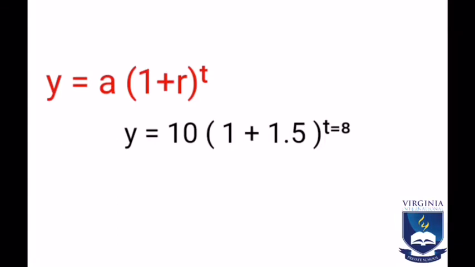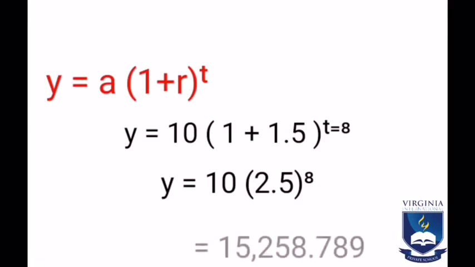After that, you have to solve what's inside the bracket, which is 1 plus 1.5. That will leave you with y equals 10 between brackets 2.5 to the power of 8. The last step is to multiply 10 with 2.5 to the power of 8. If you followed the last steps correctly, you will end up with an answer that is 15,258.789.